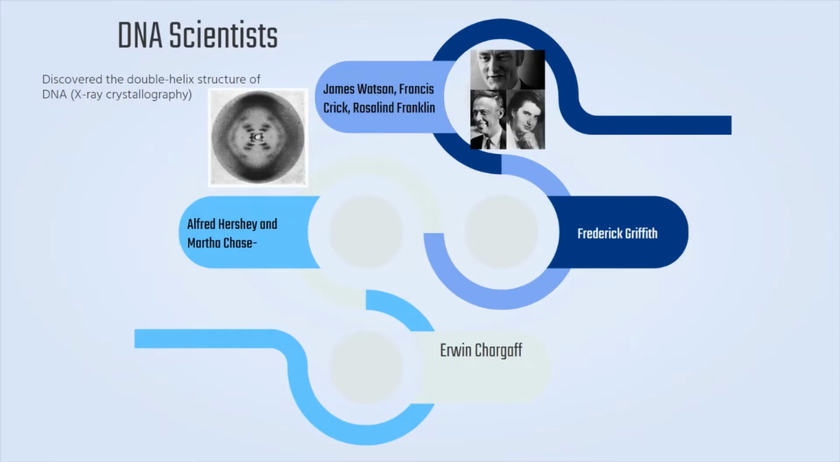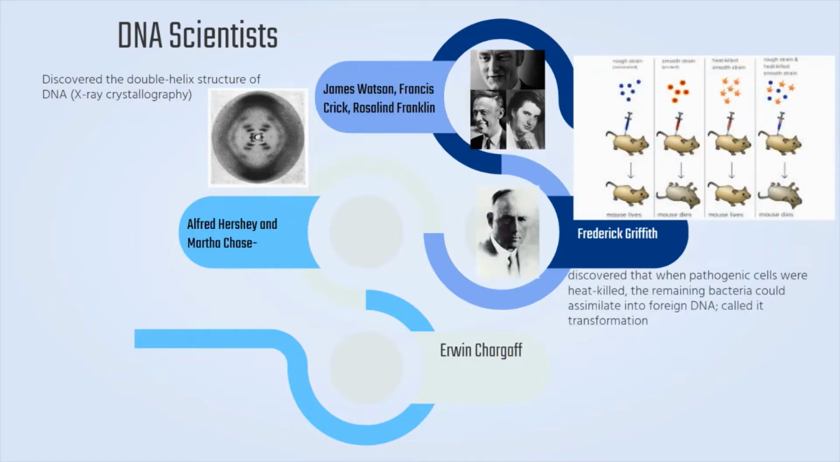used something called X-ray crystallography, which is the first time we were able to get a picture of DNA. Frederick Griffith discovered that when pathogenic cells were heat killed, the remaining bacteria were able to assimilate foreign DNA, and he called this process transformation. The importance of this is that DNA can be injected into other organisms.